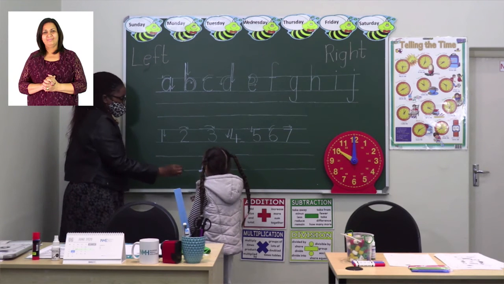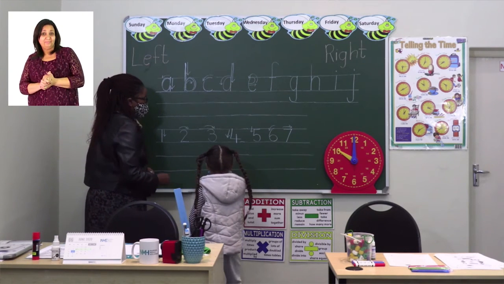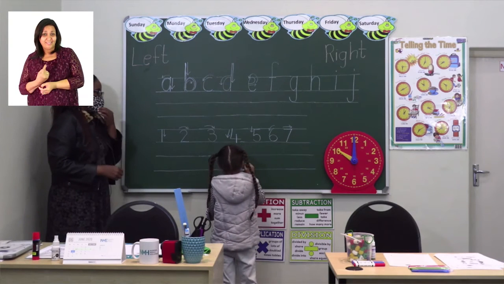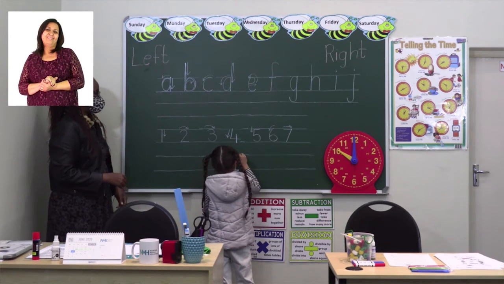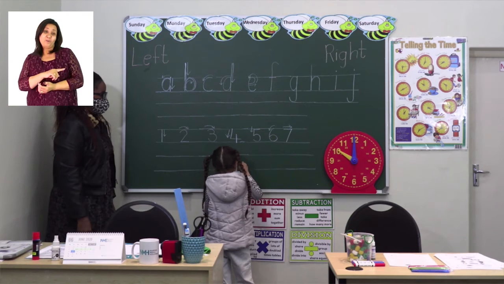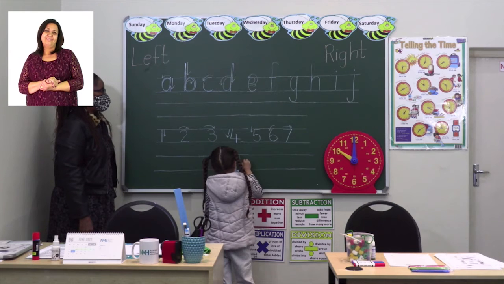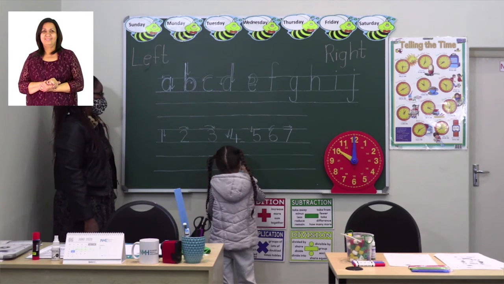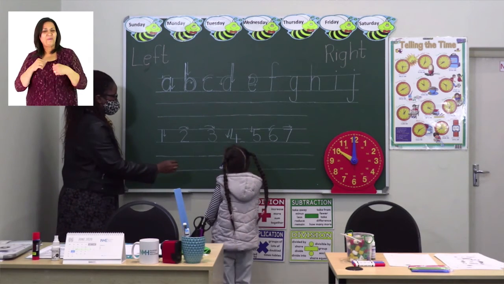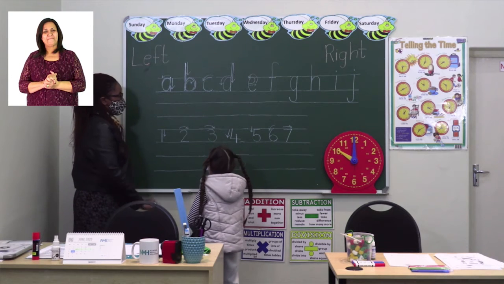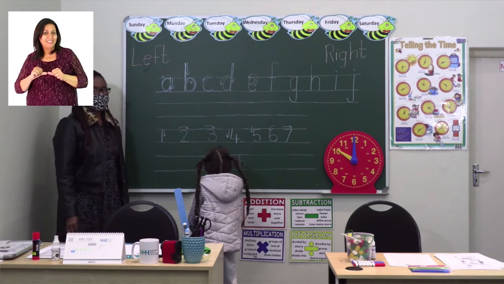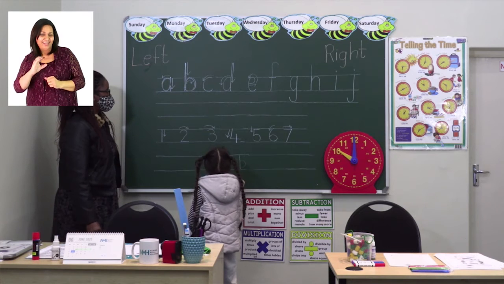Now my friend is going to write her own letter B on the chalkboard. All the way down and up and round bunny's head. Well done. She has done it correctly. Let's move on to the next letter, letter C.